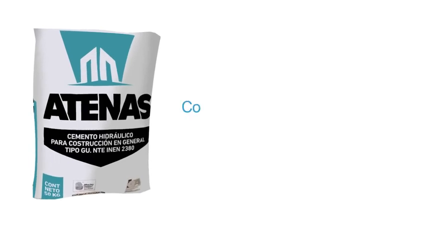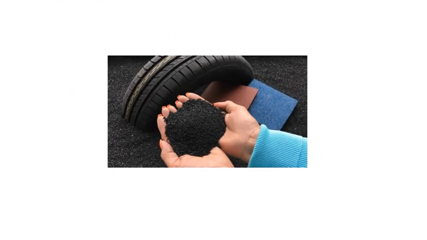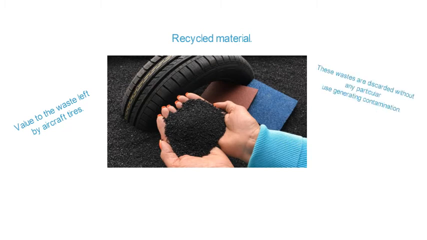Why did we decide to use these materials? Well, the cement complies with the ASTM 1157. The tile rubber is a recycled material that gives value to the waste left by aircraft tires. These wastes are discarded without any particular use, generating contamination, and contain polymeric material. It has low electrical conductivity to improve the durability of the concrete.